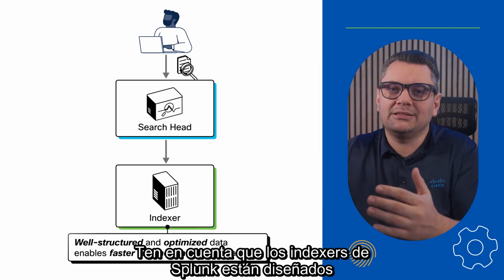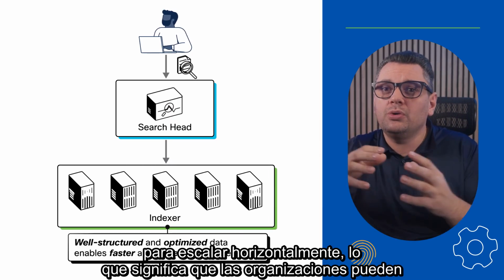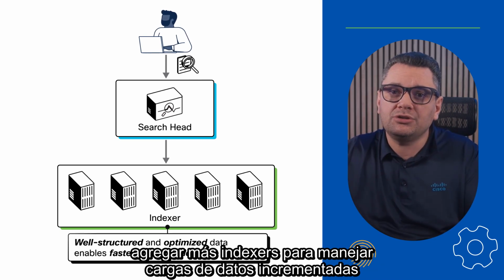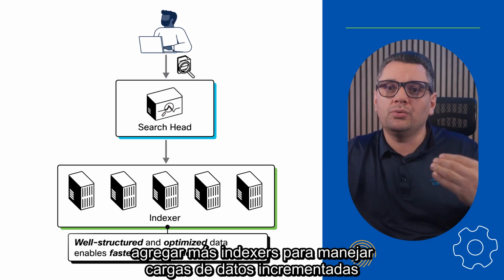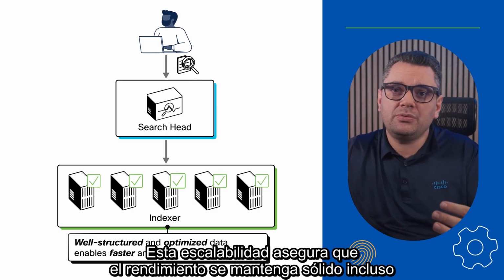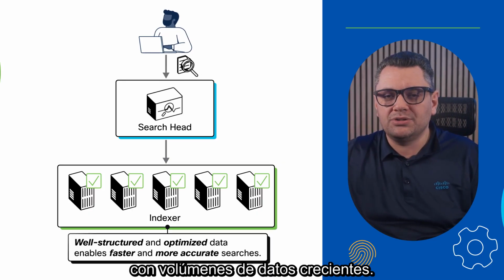Keep in mind that Splunk indexers are designed to scale horizontally, which means that organizations can add more indexers to handle increased data loads as needed. This scalability ensures that performance remains strong even with growing data volumes.